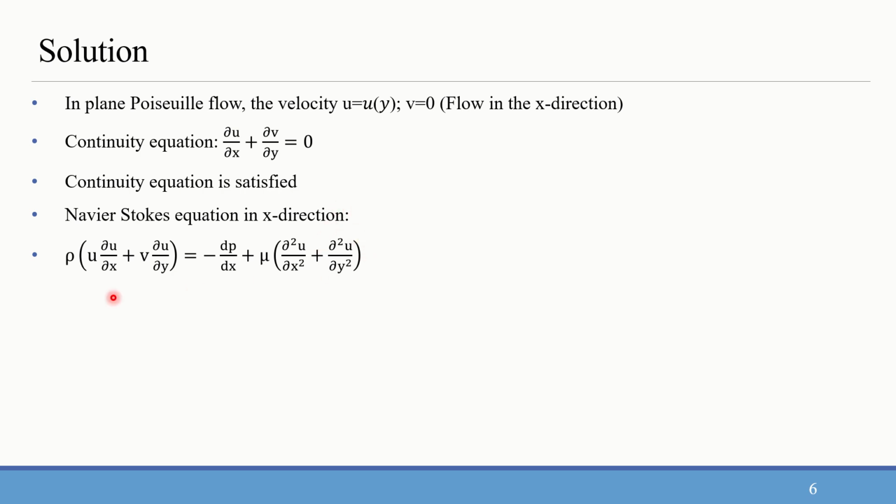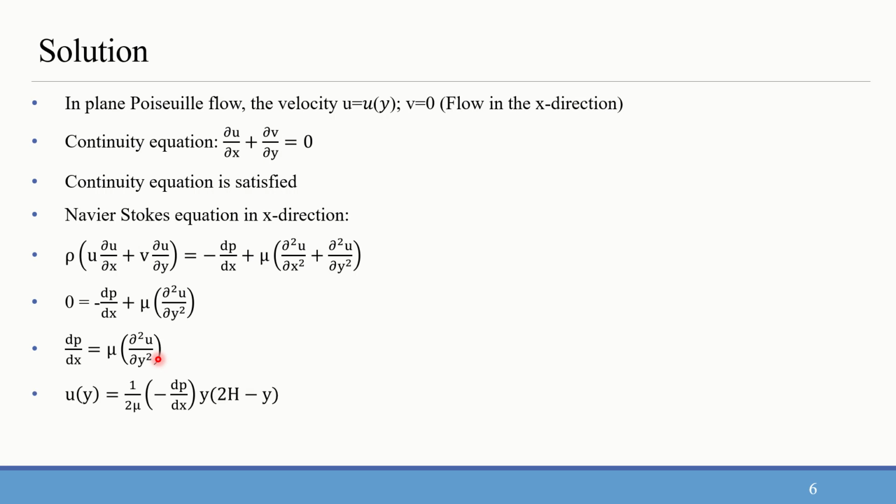So what are all the terms that become 0? The entire left hand side of the equation becomes 0, and we have mu into dou square u by dou y square. This particular term vanishes. So this is how the equation remains after the simplification. So now what happens? We can take dp by dx to the other side. dp by dx is equal to mu into dou square u by dou y square.